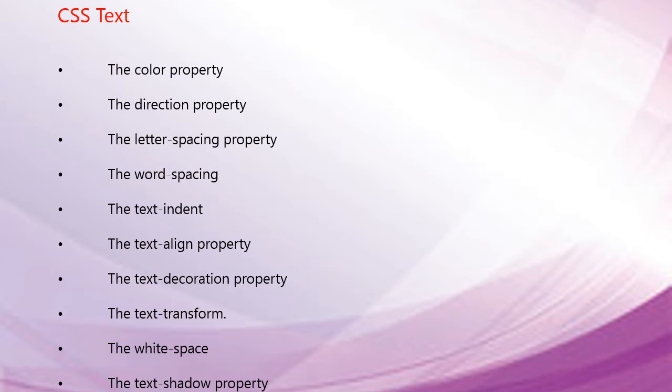Text decoration property is used for underline, overline and strike through. Text transform property is used for capitalizing the text or converting the text to uppercase or lowercase letters. The white space property is used to control the flow and formatting of the text. The text shadow property is used to set the text shadow around the text.